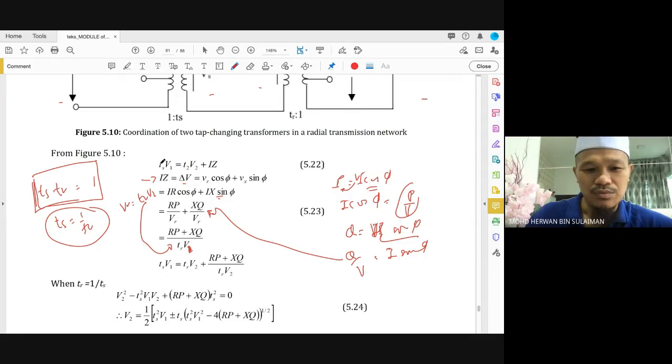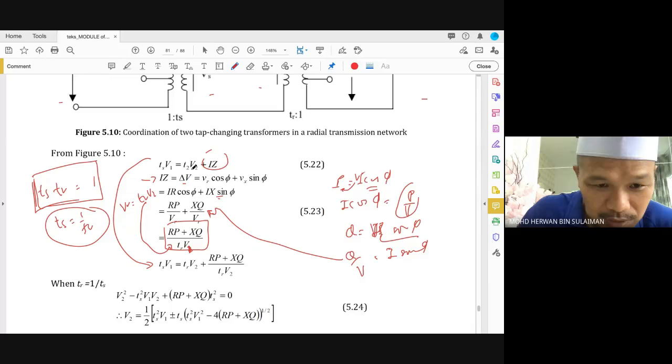That's why you rearrange back this equation, you get this value. So Ix is this one, Iz is one. So meaning that this equation becomes TSV1 equals to TRV2. There's an error here, it's not T, it should be TR. TRV2 plus RP plus XQ, TRV2.